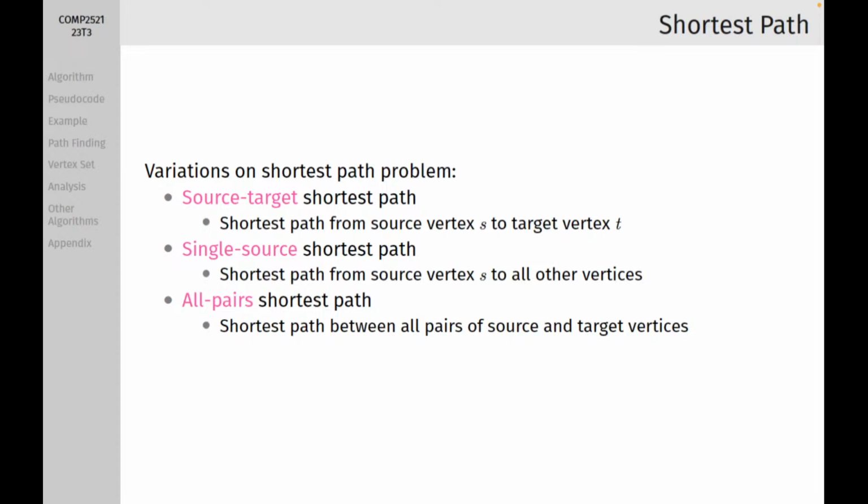All right, so different problems. And Dijkstra's algorithm is mainly used for the first two. So we use it to find the shortest path between two specific vertices, or we use it to find the shortest path from one vertex to all other vertices. And we'll mainly focus on the single source shortest path, so finding the shortest path between one vertex and all the other vertices.